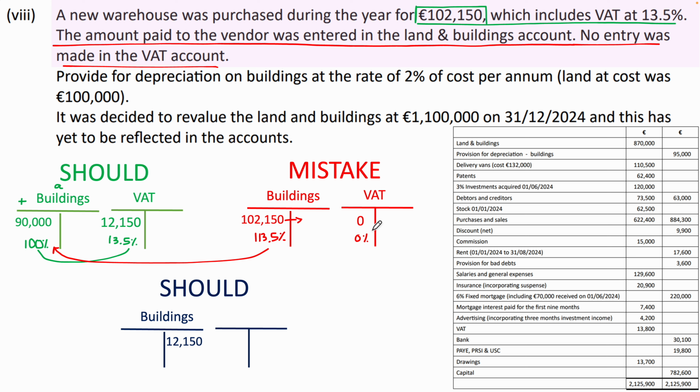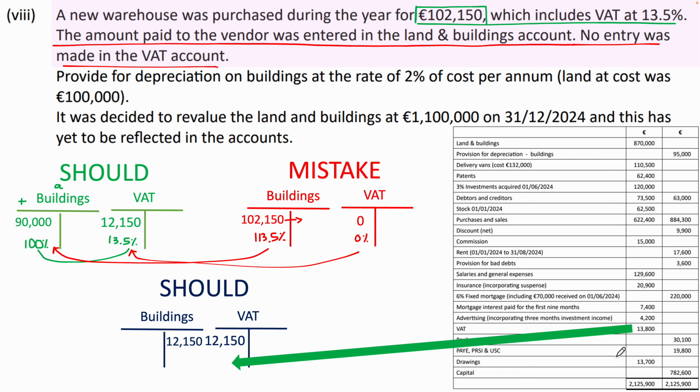And then the VAT, we put nothing in the VAT, but we need to have 12,150 on the debit side of the VAT. And so there, that is there. So your VAT in the trial balance is also on the debit side. So what you're going to do with the 12,150, you will be adding that 12,150.